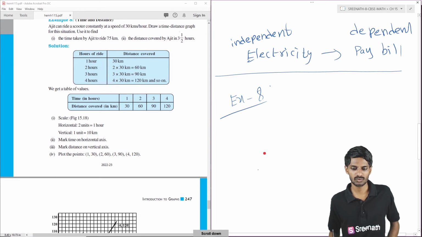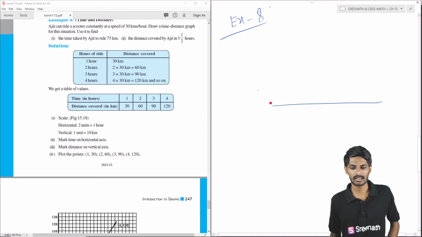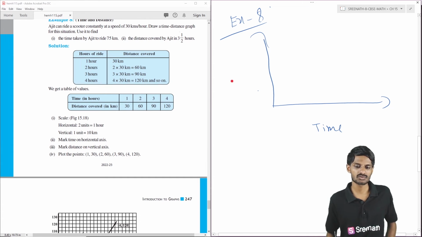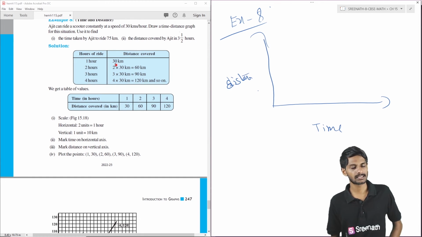For that, first we have to draw a graph with x-axis and y-axis. On the x-axis we take the time, and on the y-axis we take the distance. For the first hour he can ride 30 kilometers, for 2 hours he will ride 60, and for 3 hours he will ride 90.